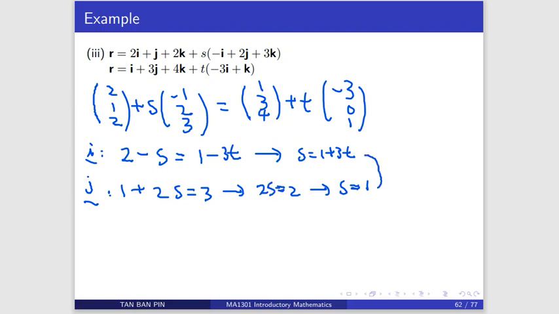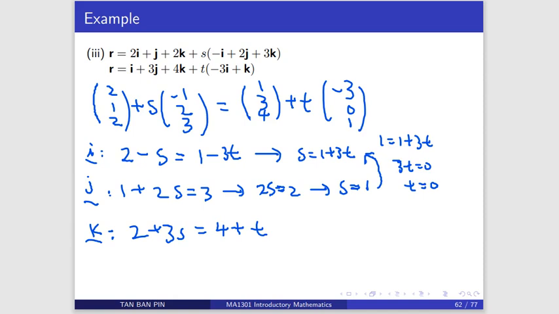And you can set s equal to 1 into the first equation. So it's 1 equal to 1 plus 3t. So it tells you 3t is 0. So it means t is 0. Next you can compare k component. 2 plus 3s equal to 4 plus t.